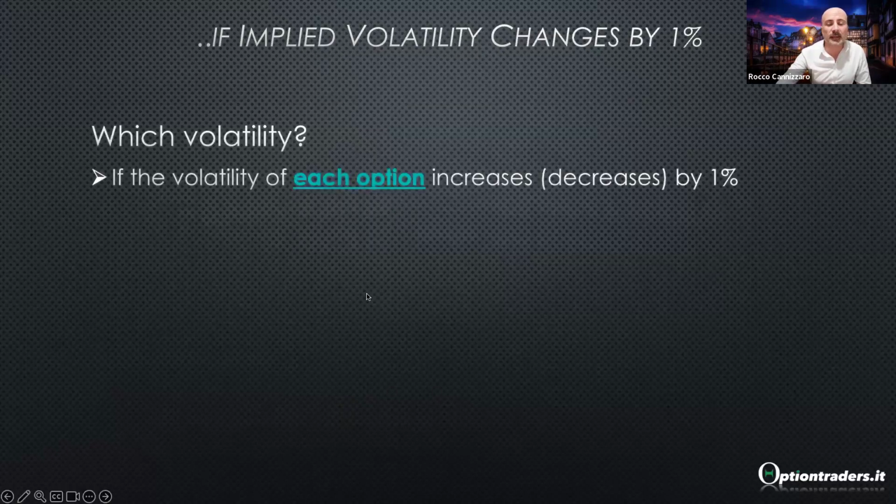And so in reality, what that statement actually means is that if the volatility of each option in my position changes by 1%, goes up or goes down by 1%, we're saying that every single one of those options has the exact same increase or decrease by 1%. This is what Vega is actually measuring.